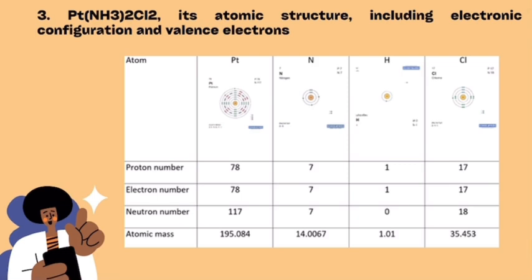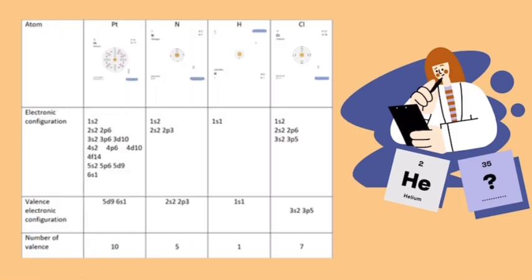Nitrogen has proton number 7, electron number 7, and neutron number also 7. Its atomic mass is 14.0067. The next one is hydrogen. Its proton number and electron number are 1, and the neutron number is 0. Its atomic mass is 1.01. The last one is chlorine. Proton number 17, electron number 17, neutron number 18. Atomic mass is 35.453. Next I will continue with the atoms' electronic configurations, valence electronic configurations and numbers of valence electrons.